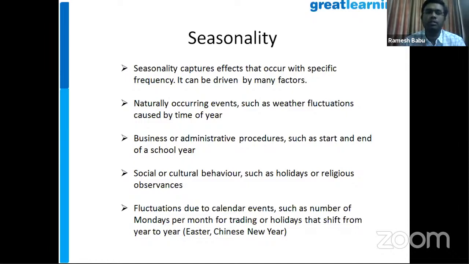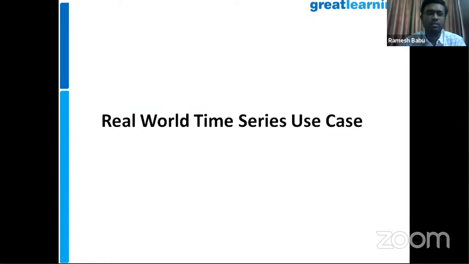If you take the duration of yearly sales for retail stores or an e-commerce one, you can see the seasonality trend, which is upward when it comes to the festival seasons and the local festivals. There will be an upward trend or a downward trend, right? So that is a seasonality one. There will be fluctuations back and forth, but that is seasonality. So let's go into the real-world time series case study, right?